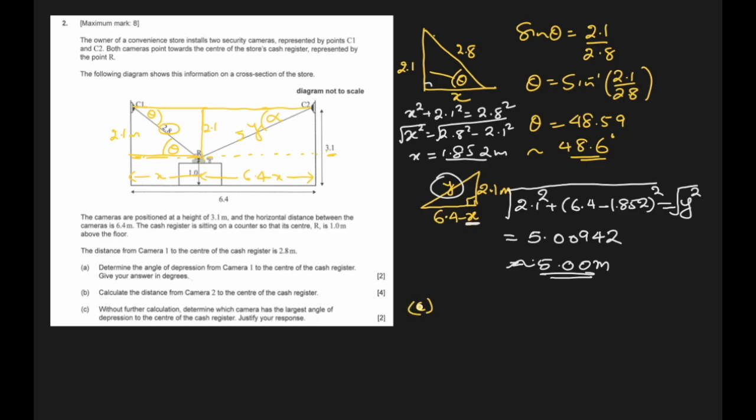For this, we should know that the sine trig ratio, we write trig ratio, not theta, because theta indicates this one. The trig ratio is higher as the angle increases.